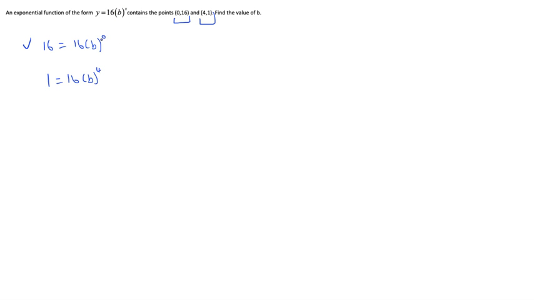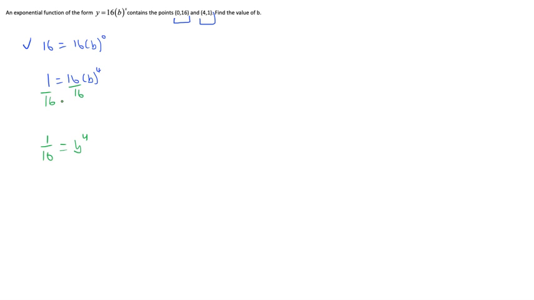So this really doesn't give us that much information, but the other one is the one we want to use. We know that b to the 4th power times 16 is equal to 1. So how are we going to solve for b? As with any equation, the best thing to do is isolate the variable. Let's divide both sides by 16. So we get 1 over 16 equals b to the 4th power.